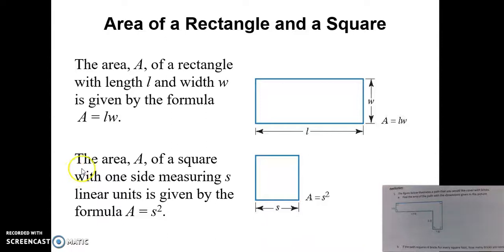We're going to talk about area formulas and kind of what they are and where they come from. So you may have seen this before, that the area of a rectangle is the length times the width, and the area of a square is really the same thing, except squares have the same side length, so you really have s times s, which is s squared.